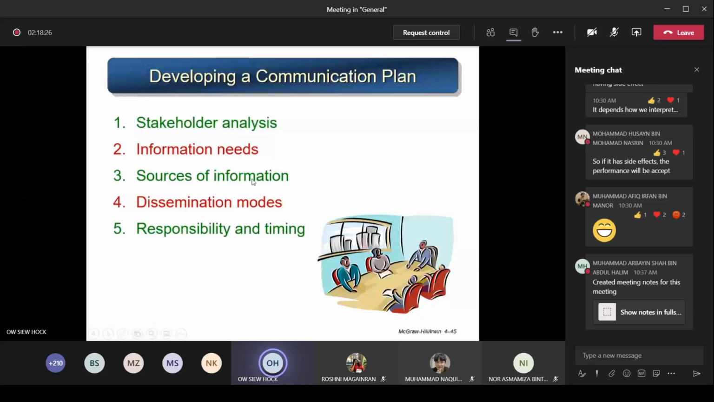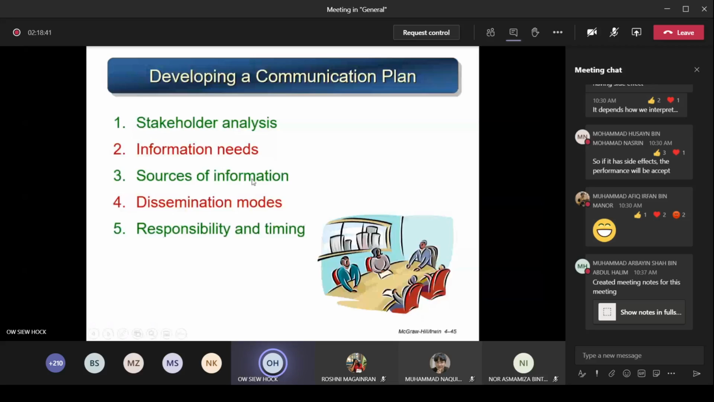Okay, responsibility and timing. See who is responsible to send out this thing, and when you should send out. What's the timing? Is it every week, every month, once every 6 months, or once a year? So this is the format here.